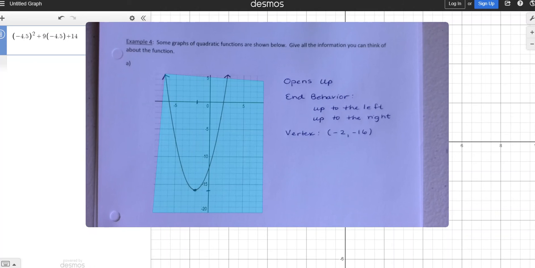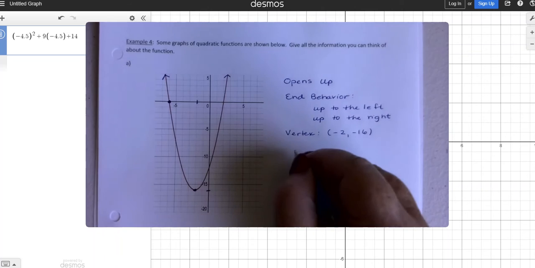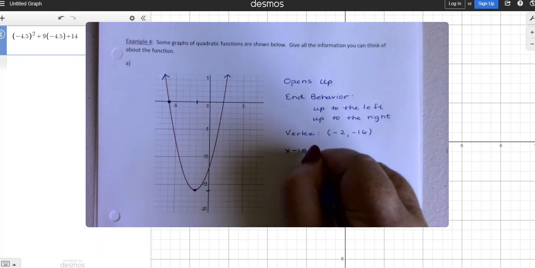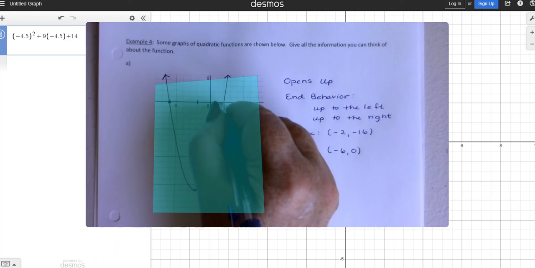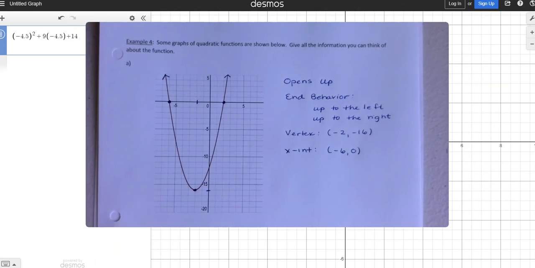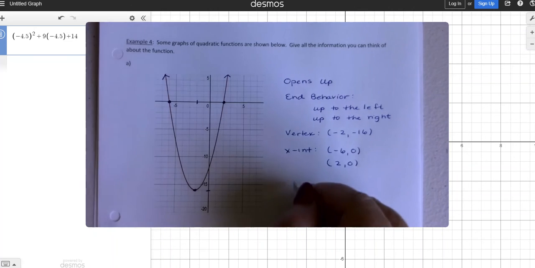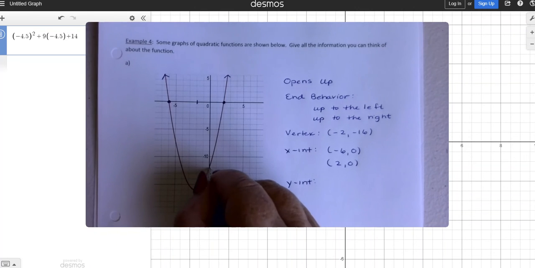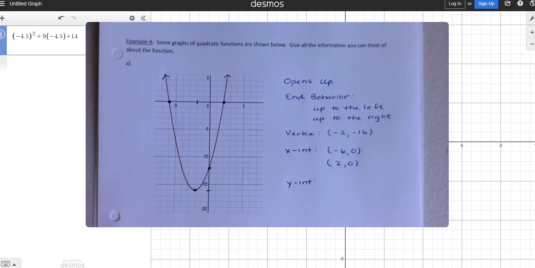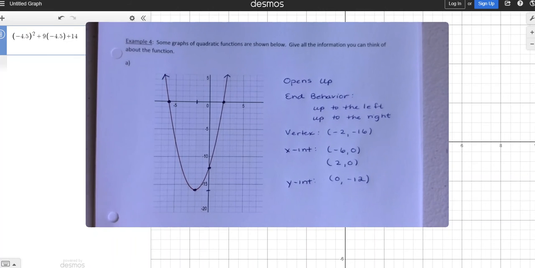I can see the x and y intercepts. I have an x-intercept at -6, 0. And another x-intercept over here at 2, 0. And I have a y-intercept, looks like a 0, -12. So all of that is just information about the graph itself.